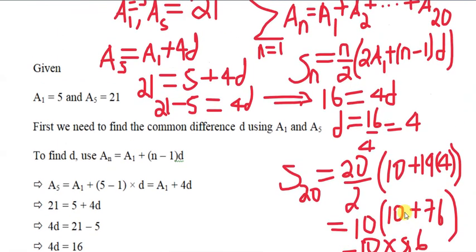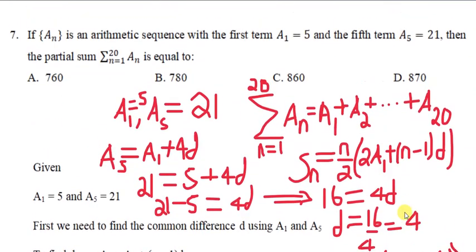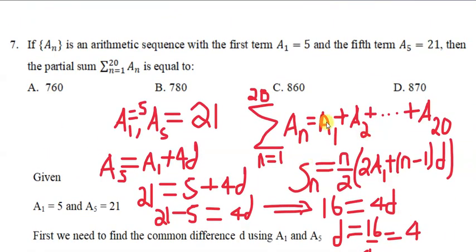What does this 860 mean? It is simply the summation of n running from 1 up to 20 of an, where an is the general term of an arithmetic sequence. Therefore this sum gives us 860. Therefore our answer is C.